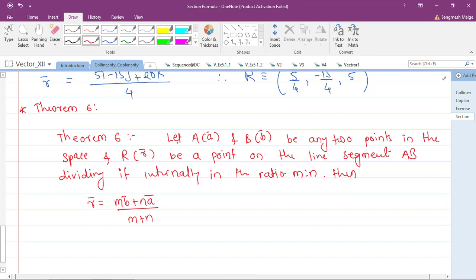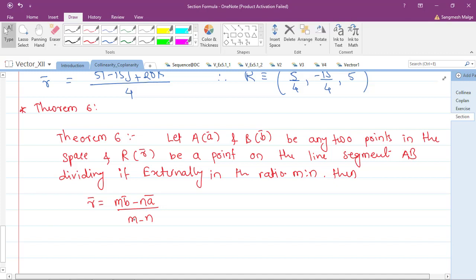The statement will go like this: let A and B be any two points in space and R bar be any point on the line segment AB dividing it, instead of internally, externally in the ratio m is to n. Then R bar is equal to, what we have to show, m b bar minus n a bar upon m minus n. Everything will remain the same, just replace the positive sign by a negative sign.